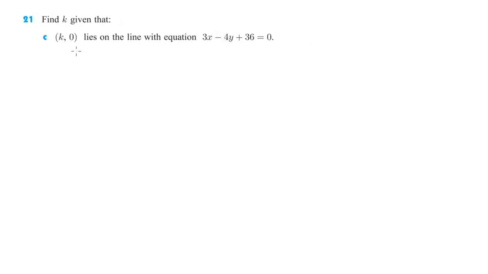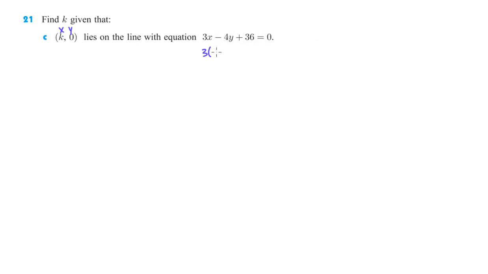Okay, here we go. 21. Find k, given that k, 0 lies on the line with equation 3x minus 4y plus 36 equals 0. So here's what we want to do. This is our x value. This is our y value. Let's just plug these in and see what we get.